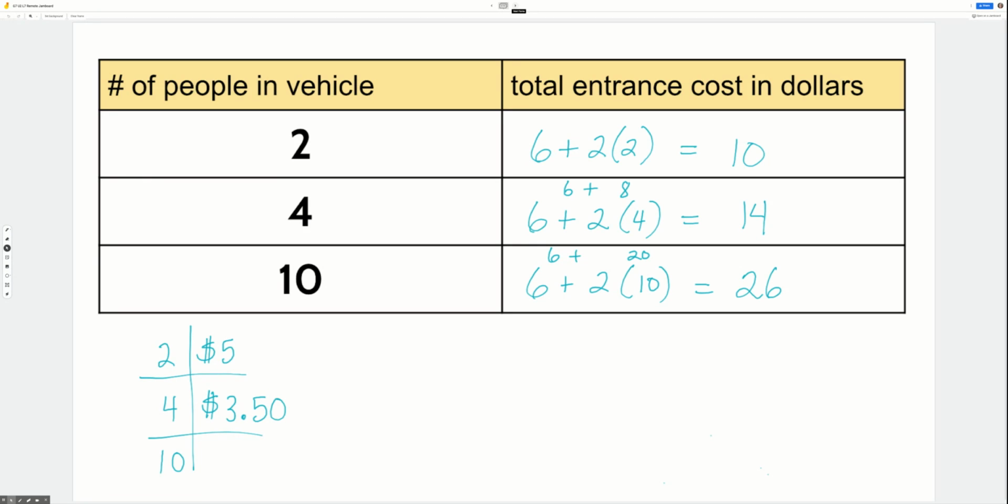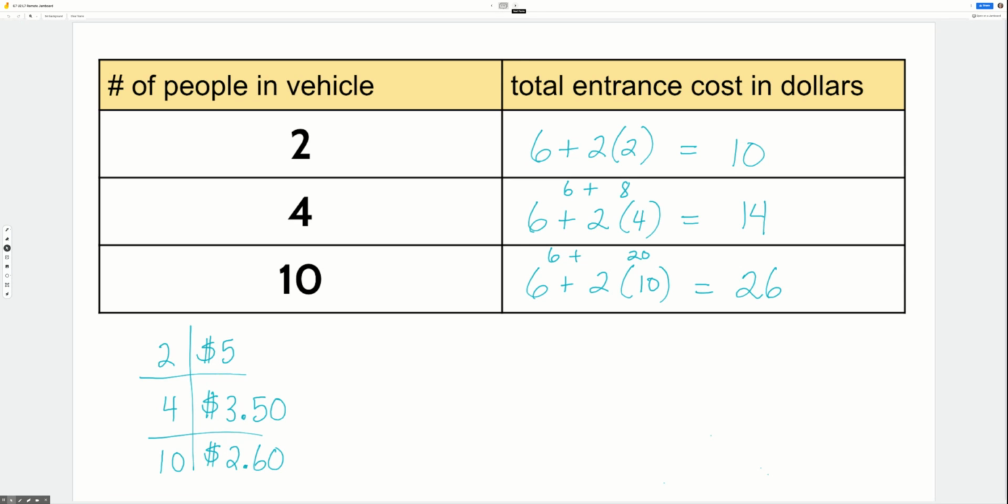Now, if we've got a big old van with 10 people, well, we just calculated earlier that it would cost 26 to enter the park. So I'm going to divide the 26 by 10, and that gets 2.6. And because it's money, I'll add a 0 here, $2.60. So does that change depending on the number of people?